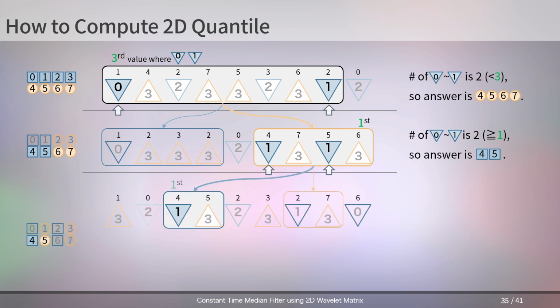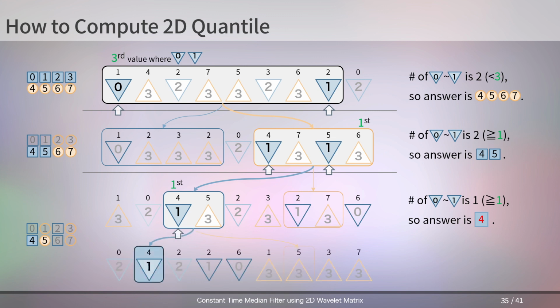The first one in the last interval is the answer we want to find. Since there is only one number between 0 and 1 in this section, the answer is in the first half, blue, so the answer is 4.